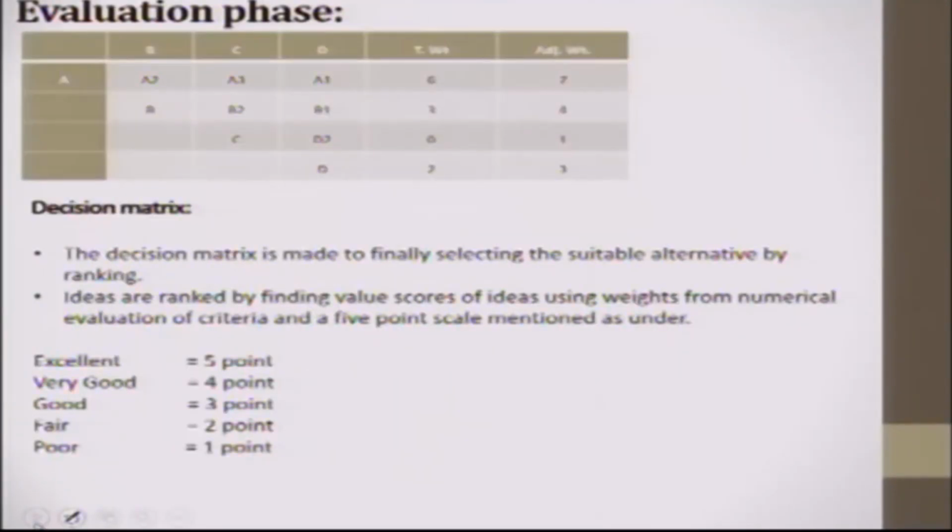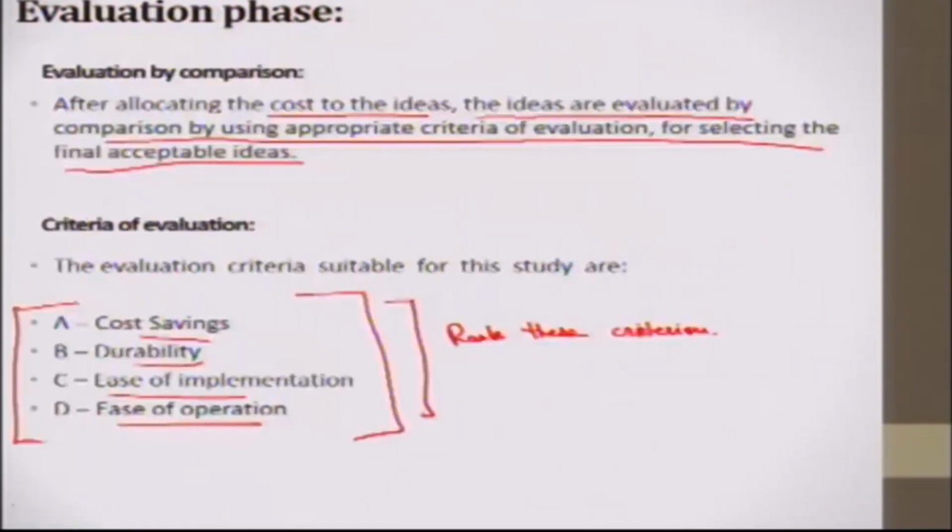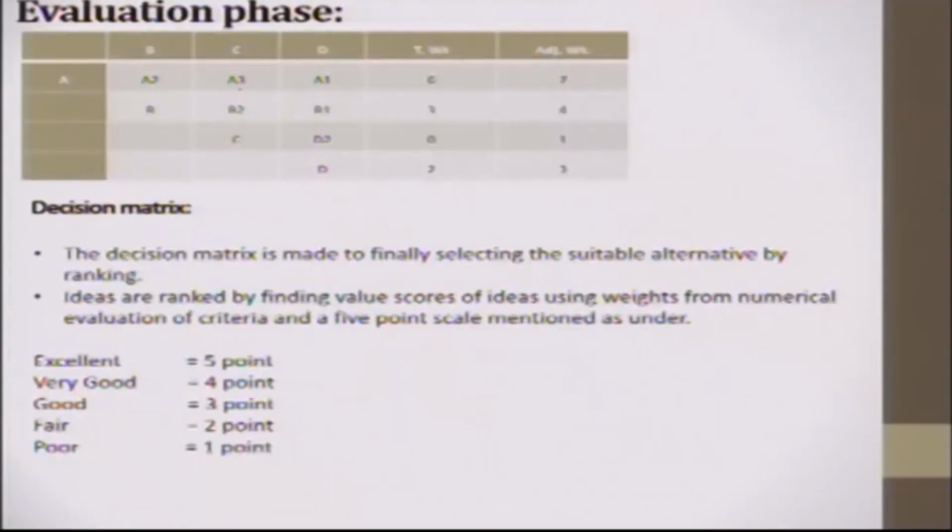How do we do that? The same method, numerical evaluation, is used. We see that A is more important than B, that is, cost is more important than durability, with a medium difference. Then cost is more important than C, that is, ease of implementation, with a major difference. Similarly, we find the difference in weights and we take the total.